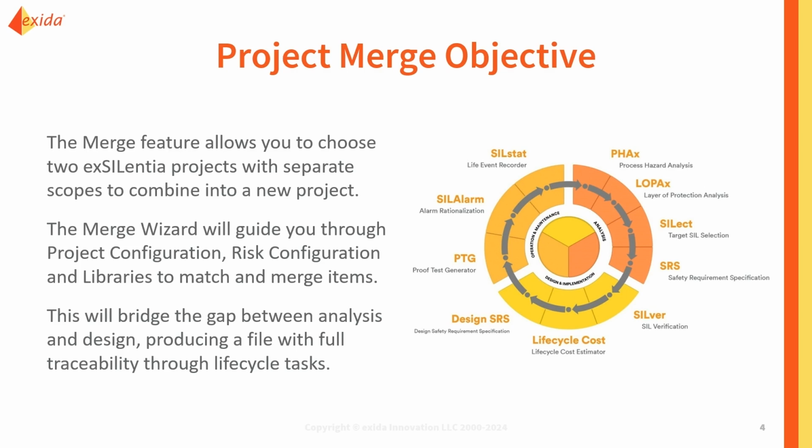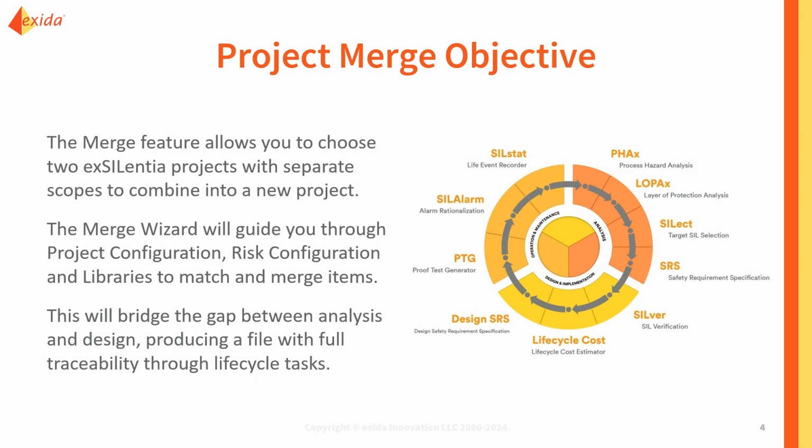Then you can go into the design SRS and document requirements for implementation now that you've determined your SIF structure, your final equipment selection, and so on and so forth. This is going to help to communicate any implementation requirements for the safety instrumented system.